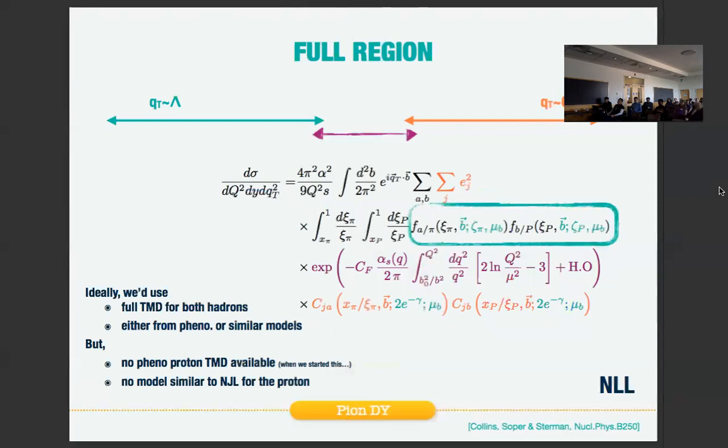At the time we started the calculation, there was no fit available. Now we know from Andrea's talk that there is a fit available for the proton. So we decided to take something different. In an ideal world, you would also use the same model for both. If you want to use models, there's no model that I know of that would describe properly both the pion and the proton. So, too bad. What we decided here is to use a model for the pion, which is the NJL model, and use something really simple for the proton.